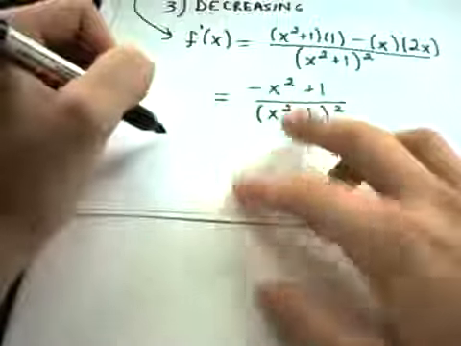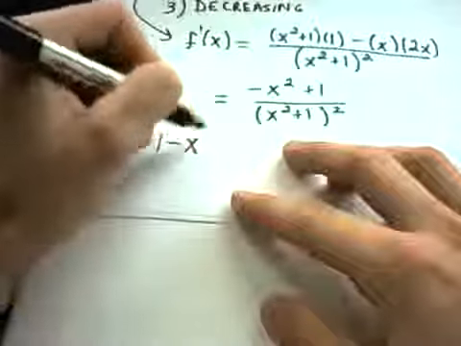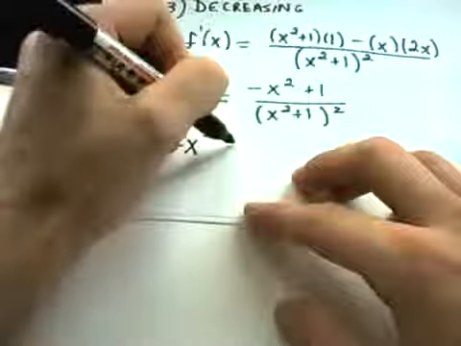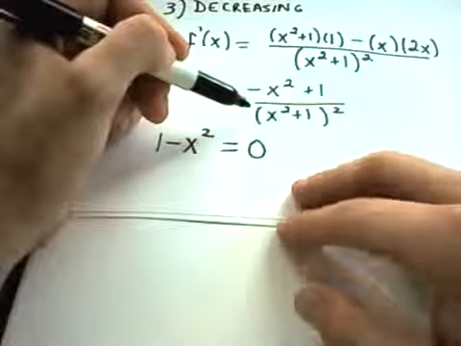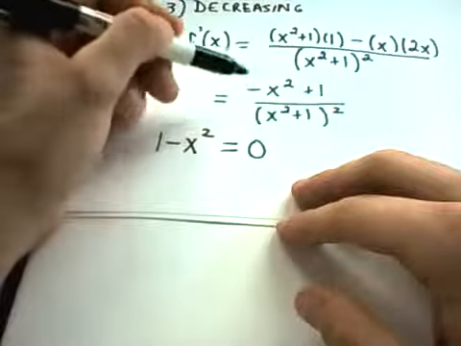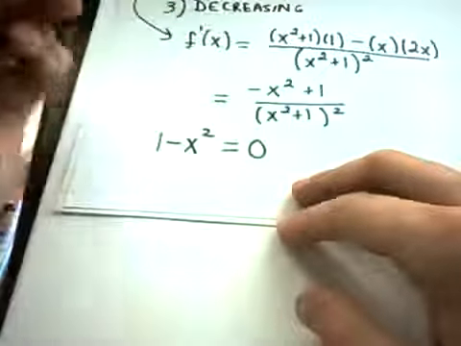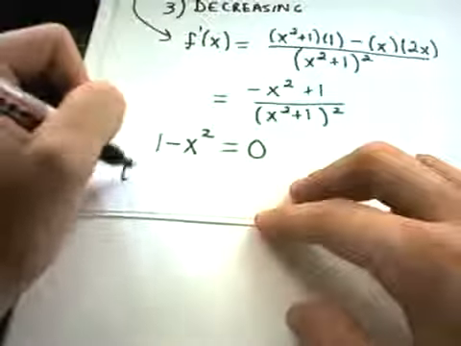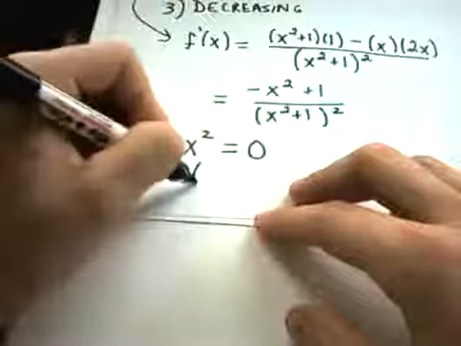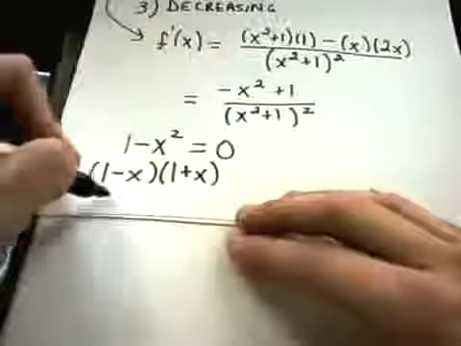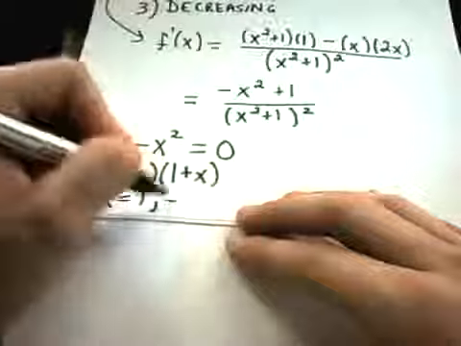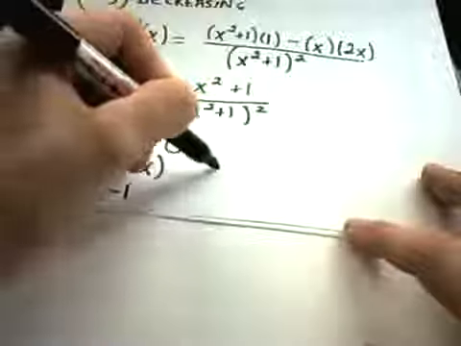And I'm going to rewrite the numerator as positive 1 minus x squared. And again, with a fraction, to figure out where it's undefined, set the bottom equal to 0. To figure out where it equals 0, set the top equal to 0. Well, this is going to factor as 1 minus x, 1 plus x. So that means my critical numbers are positive 1 and negative 1.